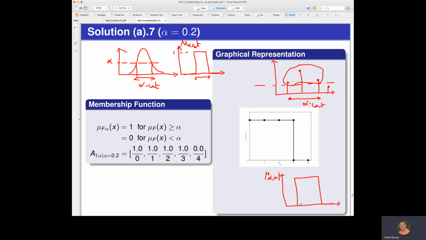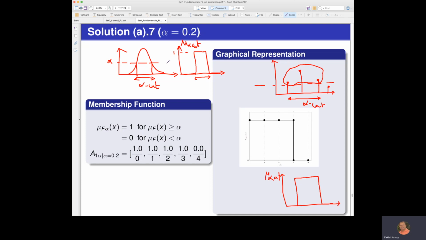Okay, so this is the alpha cut of a discrete set. Because the alpha cut is a discrete set, this is what we have here. The exact same thing we are doing here. We are trying to find the alpha cut of a system, with the membership function for the alpha cut equal to 1 for mu f greater than or equal to alpha, and equal to 0 for mu f less than alpha. So let's look at the alpha cut for the system when alpha is equal to 0.2.